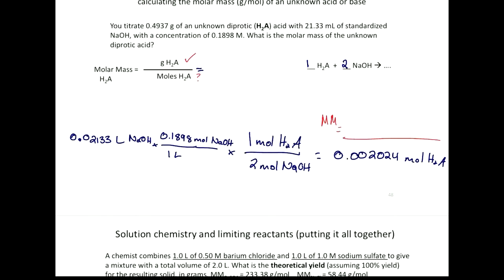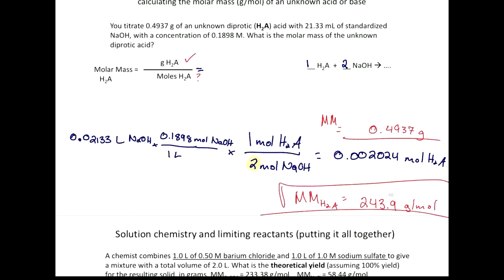To get the molar mass, you will just take the mass that's given in the question, 0.4937 grams, and divide by that mole amount that we just got. And so that's it. The only difference in this example is the stoichiometry. So do not forget the stoichiometry. And you see that the molar mass of this diprotic acid is something like 243.9 grams per mole. Don't forget the stoichiometry. Okay, very good.